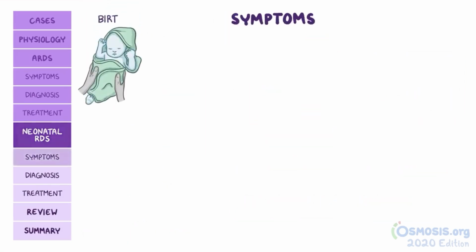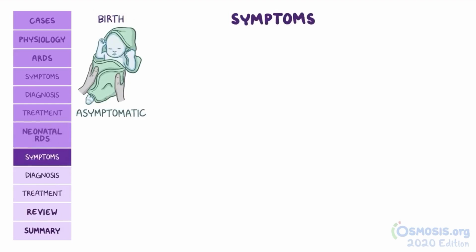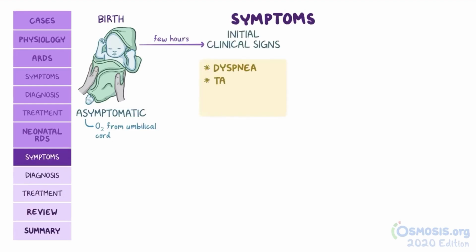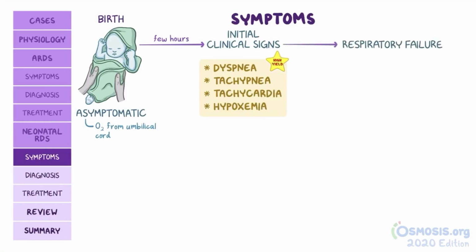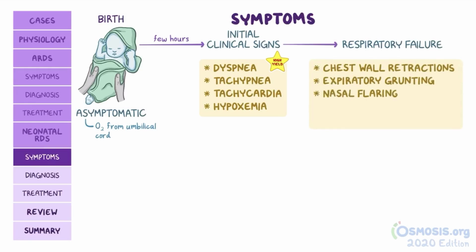For symptoms at birth, the newborn might be asymptomatic because they receive oxygen via the umbilical cord before birth. A few hours later, initial clinical signs like dyspnea, tachypnea, tachycardia, and hypoxemia will develop. Eventually, respiratory failure will manifest, and the baby will present with chest wall retractions, expiratory grunting, nasal flaring, or nasal widening while breathing. Eventually, they might become cyanotic.